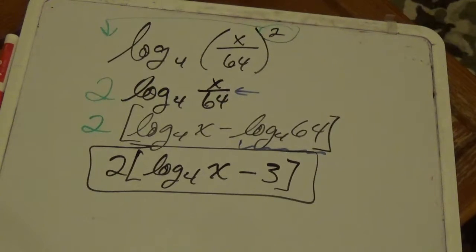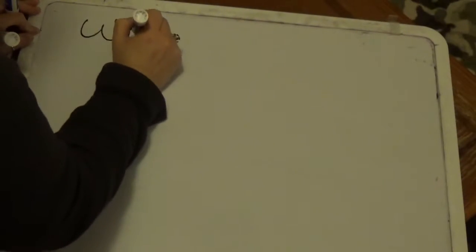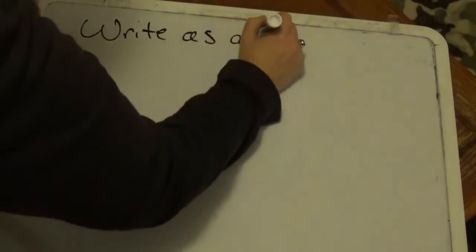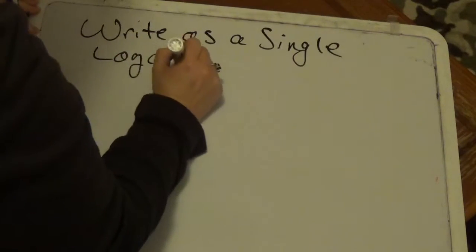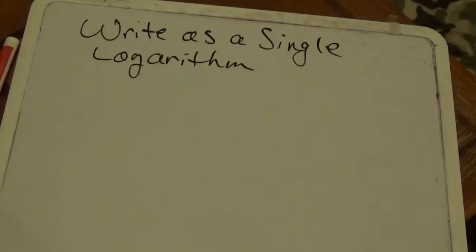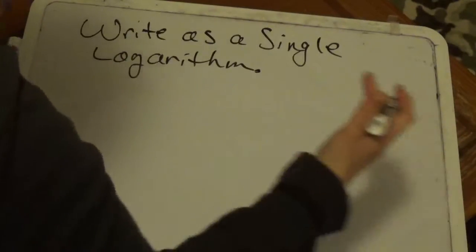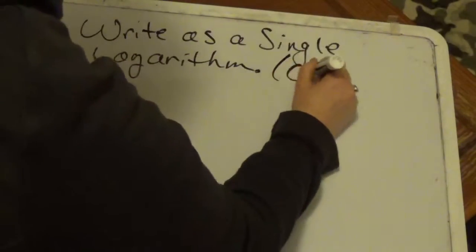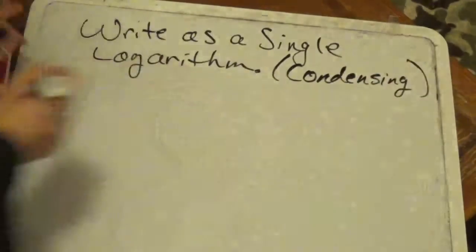Let's go the opposite direction. Let's go ahead and condense. Your directions will say, write as a single logarithm. So when you see that, that means take those expansions we just did and put them together as one. So we call this condensing.